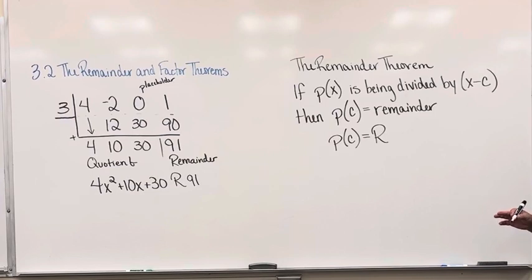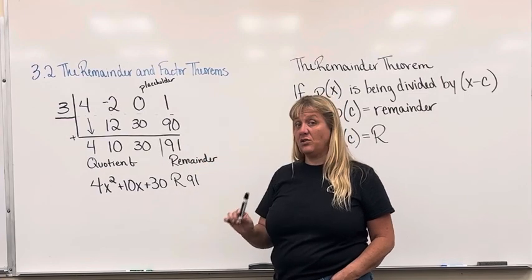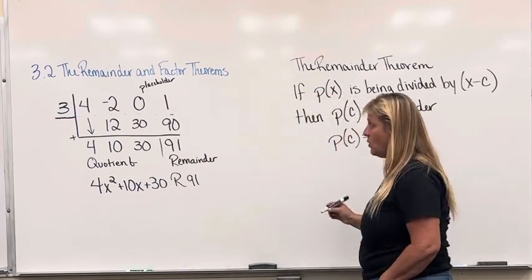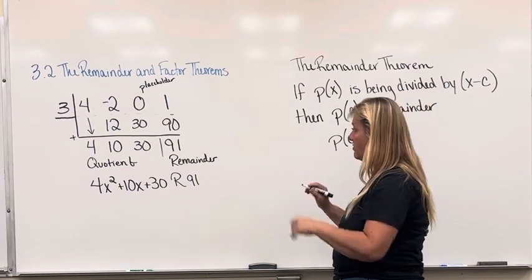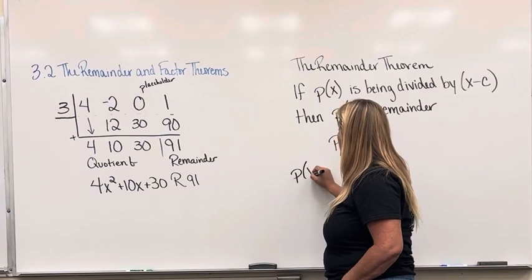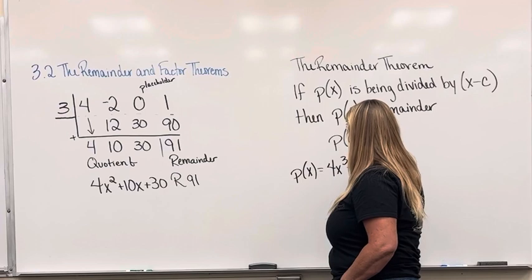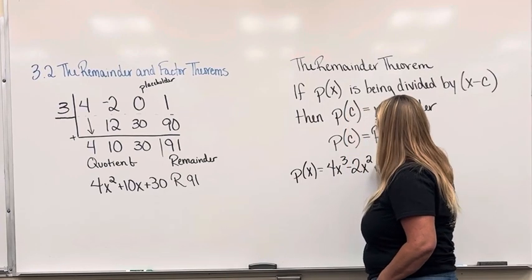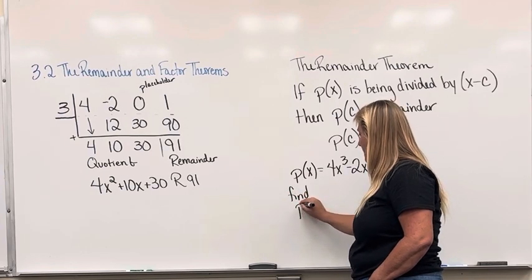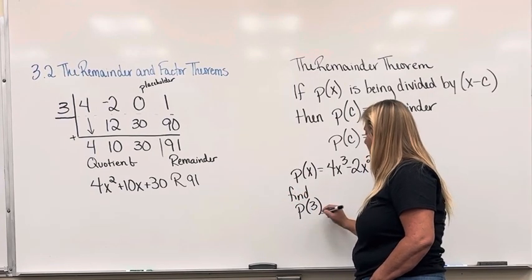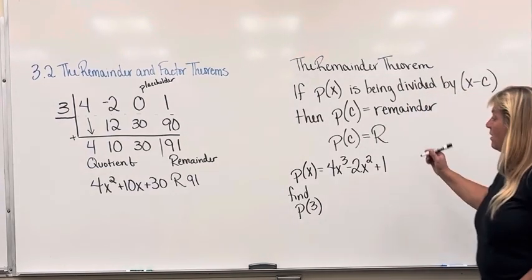Okay, so what this means is when we do this division, this remainder actually has a bunch of importance. So let's look at it to start with. So I'm gonna rewrite the same problem, but in a little bit different notation. I'm gonna say let P of x equal 4x cubed minus 2x squared plus 1. And I want you to find P of 3. Okay, find P of 3.